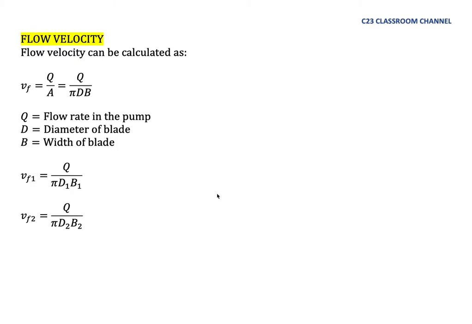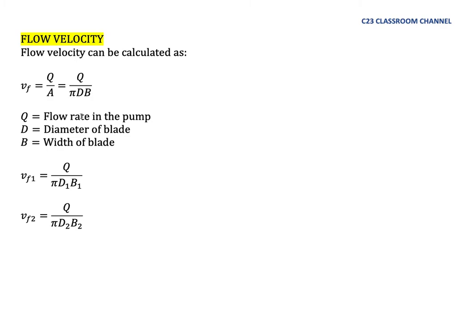Centrifugal pump, and today we would like to discuss flow velocity. As you know, flow velocity is the theoretical velocity that comes in and goes out of the centrifugal pump, and it can be calculated as Vf equals flow rate over area, which can be written as Q over pi D B, where Q is the flow rate in the pump, D is the diameter of the blade, and B is the width of the blade.